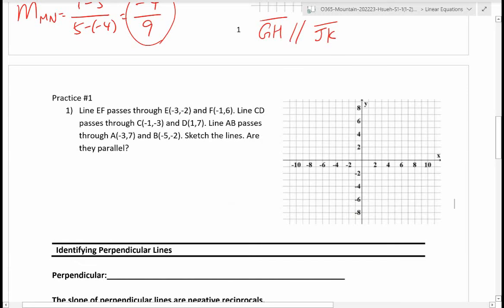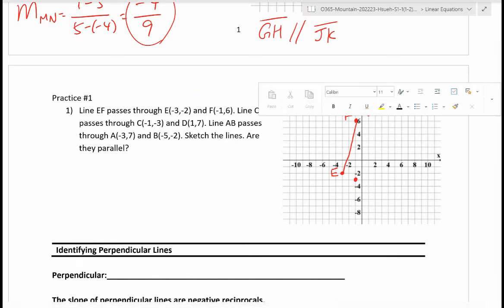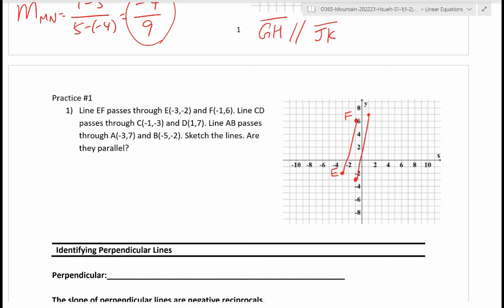Okay, so if you were to graph them, -3 and -2 is right here. -1 and 6 is here. So here's EF. CD is going to go through -1, -3, and 1 and 7, that's right here. Oh, I think this one's clear that these two lines are not parallel.